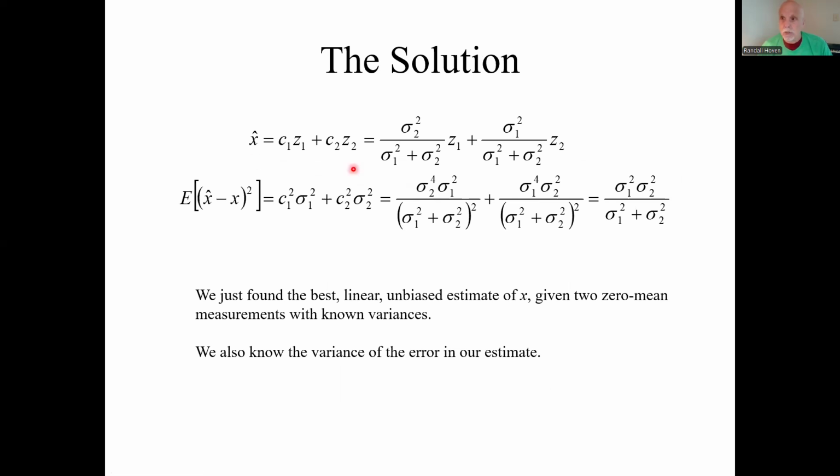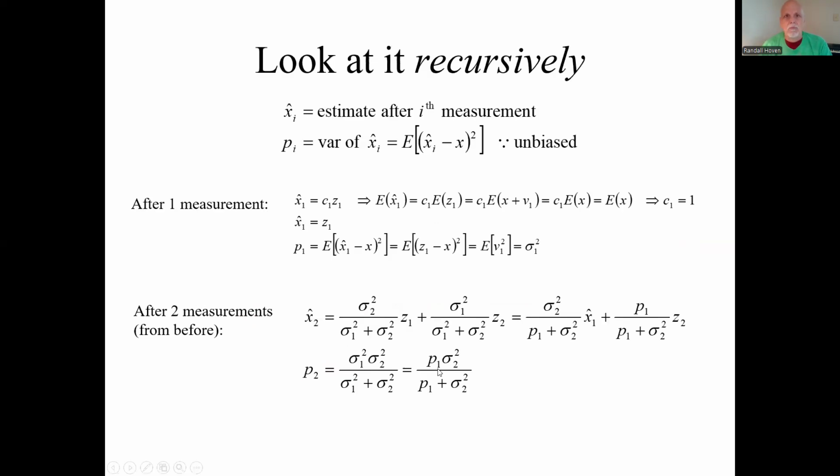So here's the solution to the problem. It's this weighted sum of the two measurements, and here's how you weight them, using the variances of the measurements. And we also know how accurate our estimate is: the expected value, or the variance, of the error of our estimate. So we just found the best linear unbiased estimate given those two zero mean measurements. And we also know the variance of the error of our estimate.